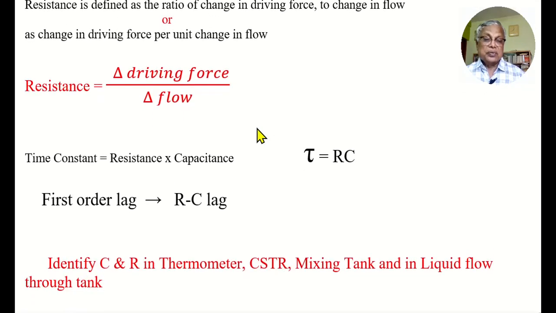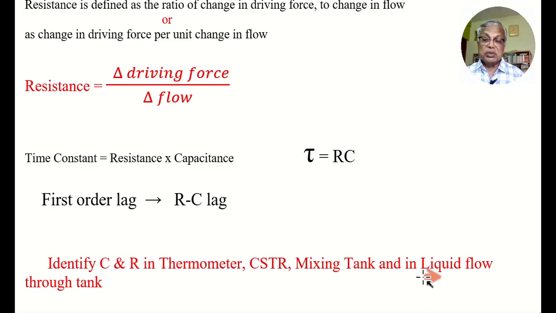Now I'll give you a question, try to find the answer. Identify the capacitance term and resistance term, C and R, in thermometer, CSTR, mixing tank, and the liquid flow through tank. So each one of them is first order. Find out what is the term which represents capacitance, which represents R.